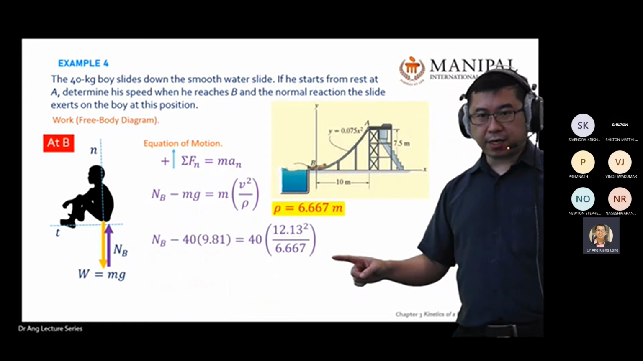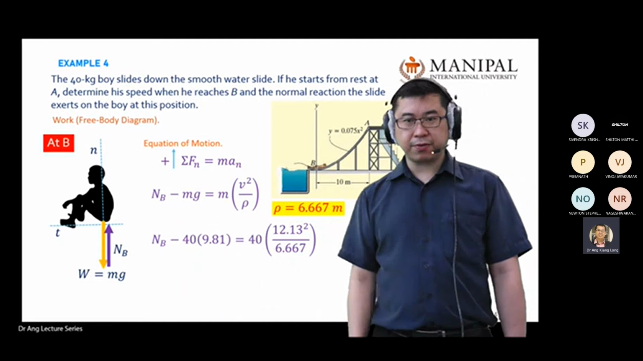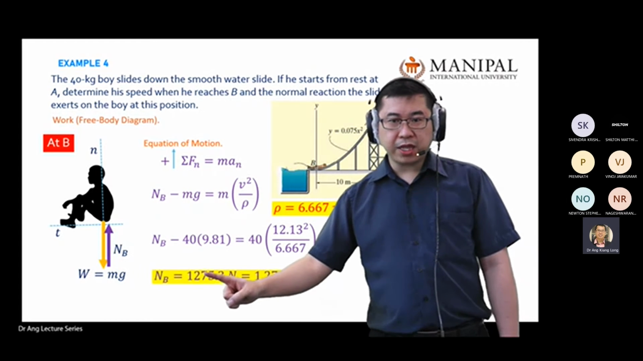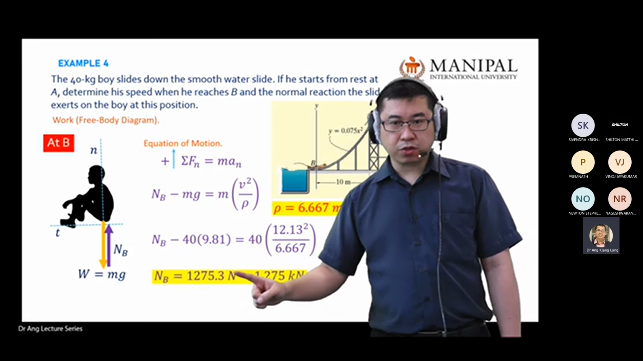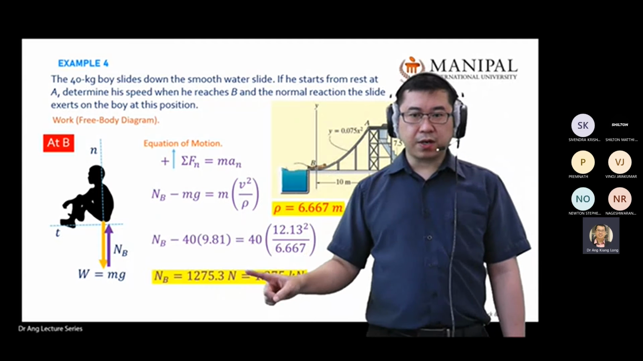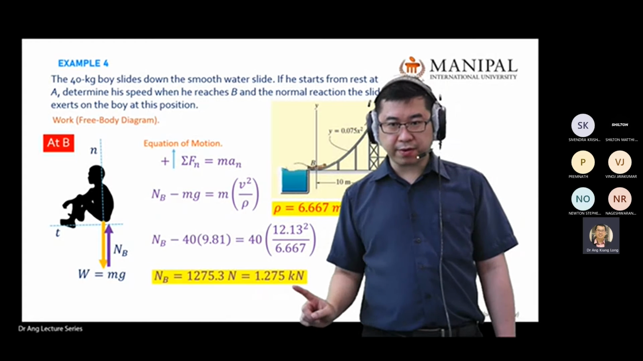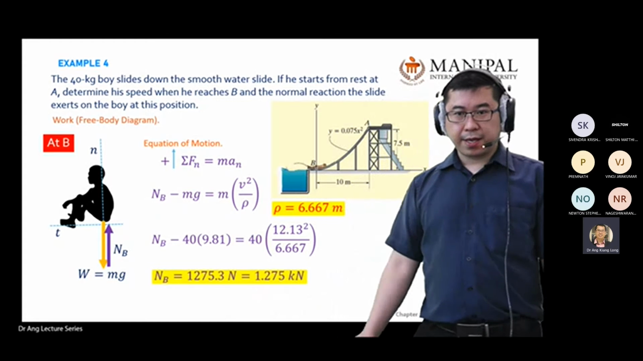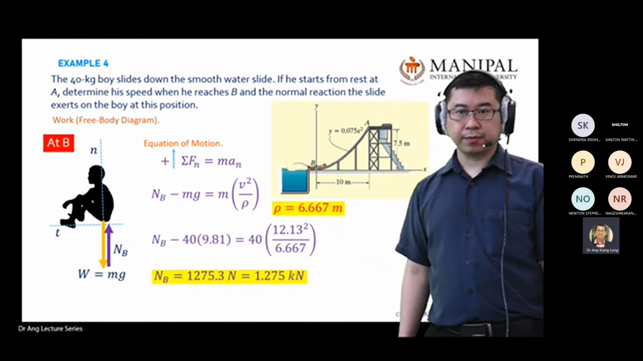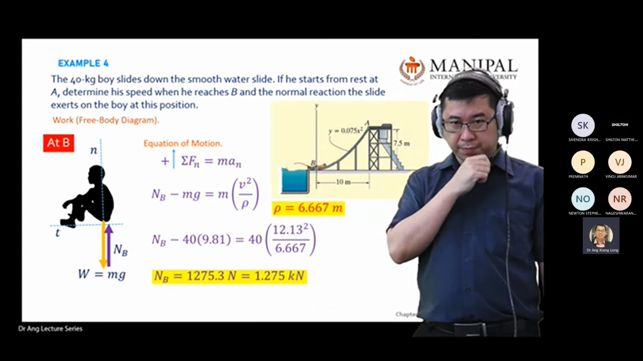So I put in all the answers here. You only have one unknown, NB, if you substitute all the values. NB equal to 1275.3 Newton. You can write in kilonewton, or you can leave your answer in Newton, or you can rearrange your answer into 1.2 kilonewton or 1.275 kilonewton. Okay, this is how you find the NB. You solve the question.